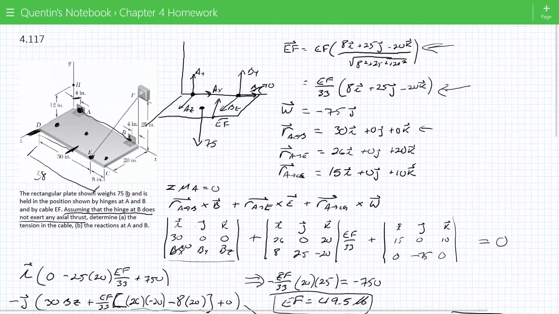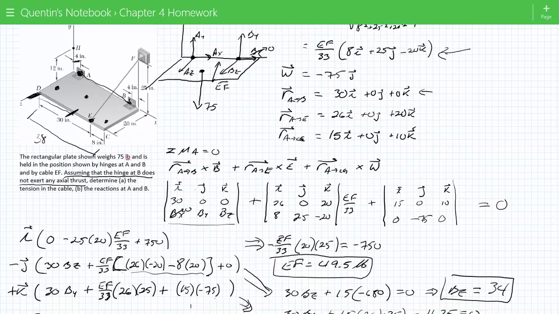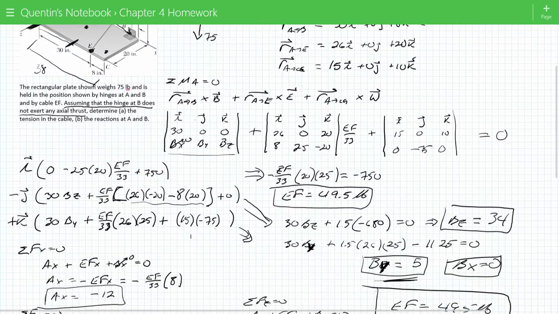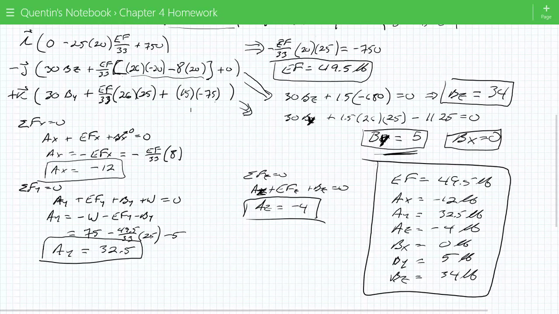So again, the key with this is you can take the moments anywhere you want. Might as well take them somewhere that makes life easy. Taking about B would not be unreasonable either, but we take the moments. Gives us 3 of our 6 equations, and the other 3 equations are going to come from the sum of the forces in X, Y, and Z. And that's that.